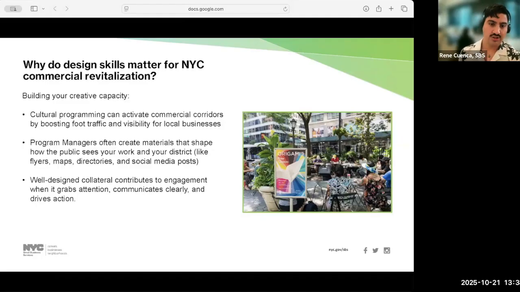But as program managers, you're also doing work that requires a lot of design. You might be creating materials to advertise a meeting, a flyer for an event, a map to do a site visit. All this can be greatly impacted with good design principles and can really hone in on the action that you're trying to get your community to do. Well-designed collateral contributes to more engagement, it grabs attention, and it helps you communicate clearly some of the goals that you're working on in your community. So I'm really excited to add this to your toolbox and talk about elements of good design and why design is so important in your work.